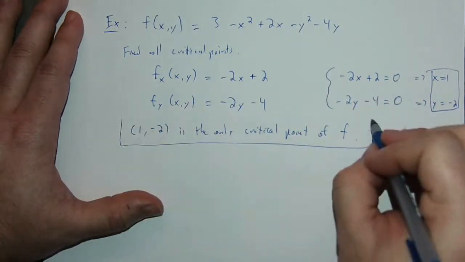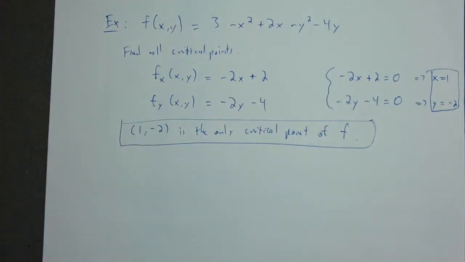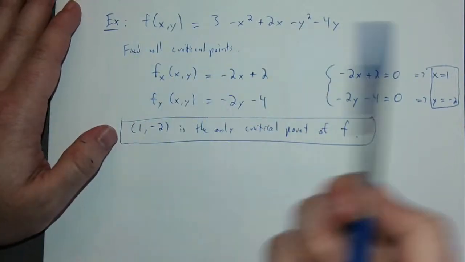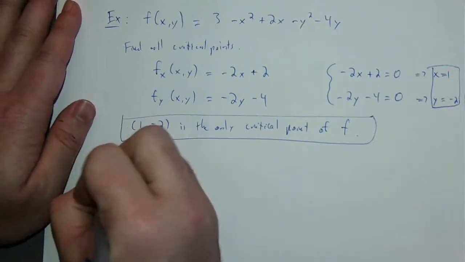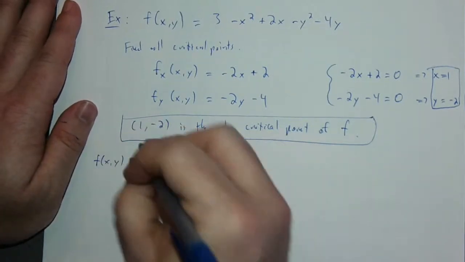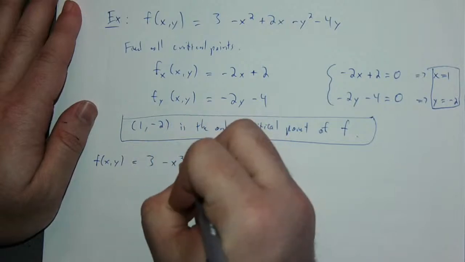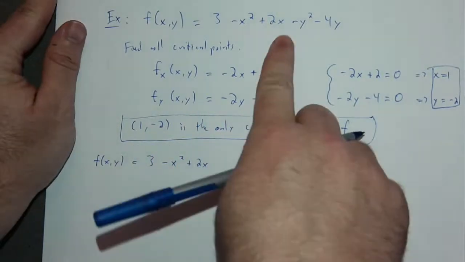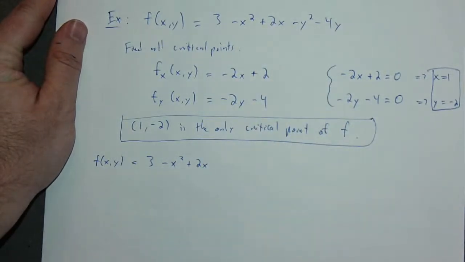All right, now that's nice, but I want to know, how can I proceed from here? I found the critical point, but how would I be able to tell what's actually going on here? Well, this function is really, really simple. And so if I wanted to, I could look at this function and rewrite it a little bit. Let's rewrite f a little bit. So f of x, y is 3 minus x squared plus 2x. But you know what? I want to make this nicer.